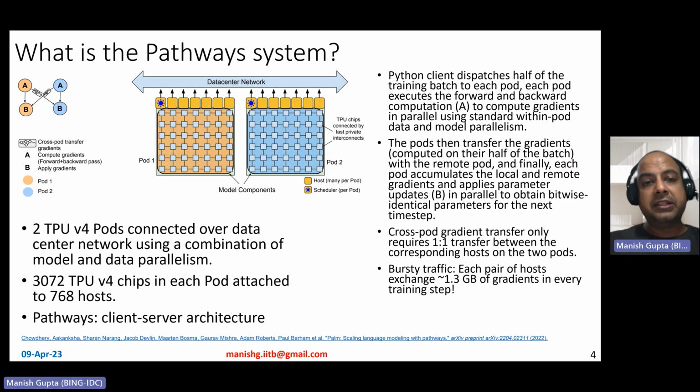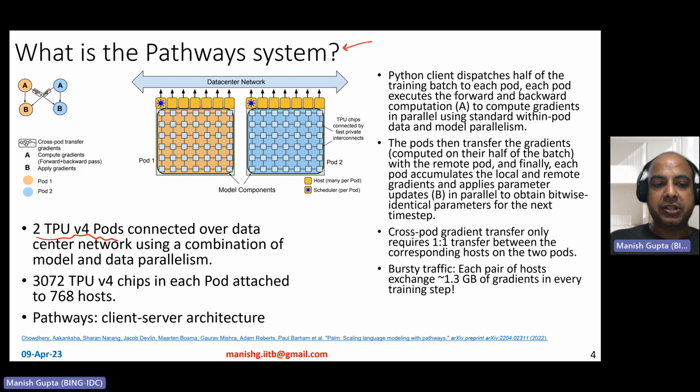So the pre-training is done using the Pathways system. So Pathways is their new machine learning system, which allows for cross-TPU training, cross-pod training, right? So they used two TPU v4 pods, which are connected using Google data center kind of connections, right?